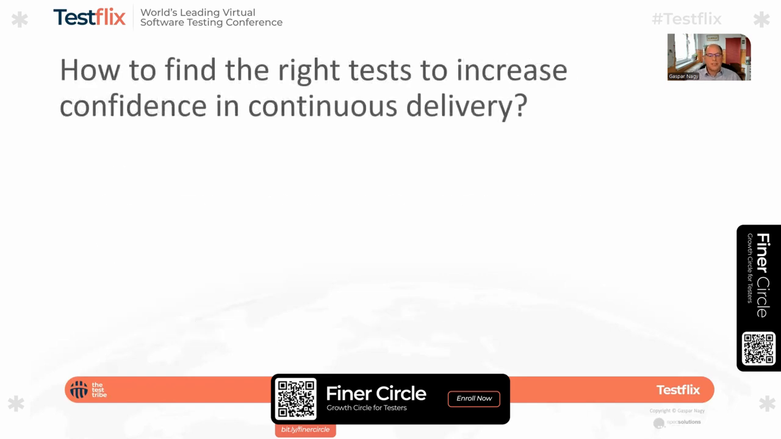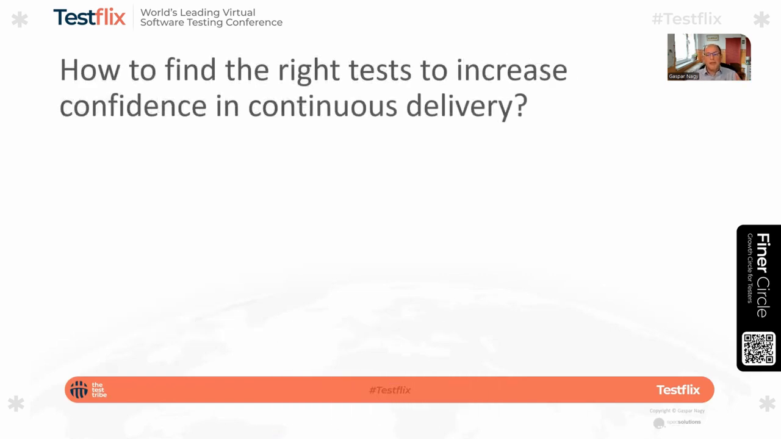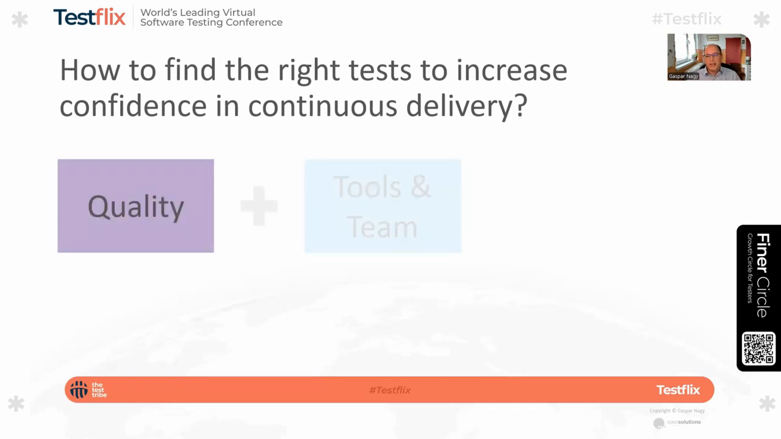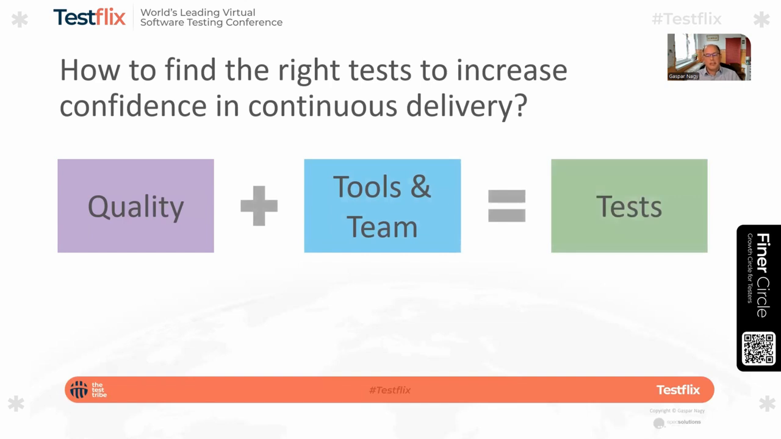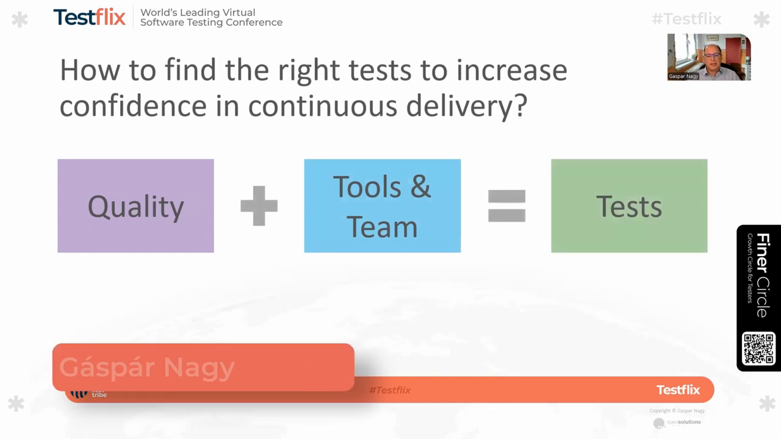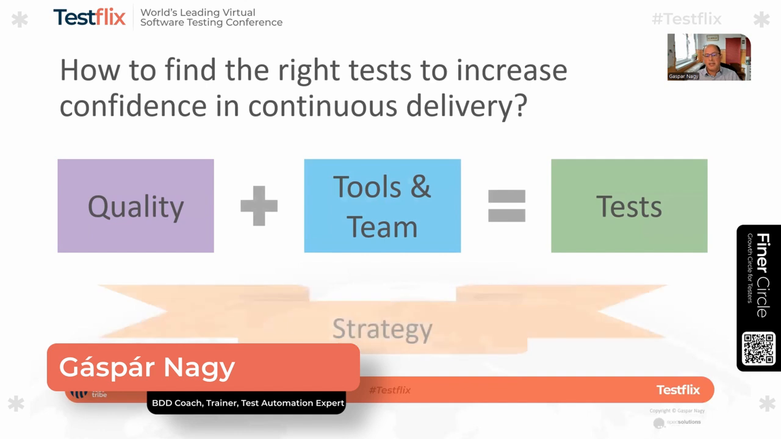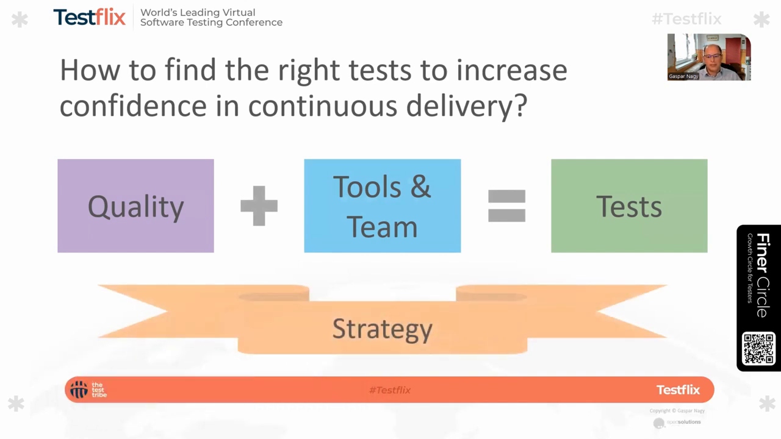And actually that brings me to the end. So basically what we have seen today is that we need to identify the quality aspects. We will need tools and the team to be able to discuss that, and that helps us to create the necessary tests for our CI/CD pipeline. And altogether, that brings us to a nice testing or quality strategy.